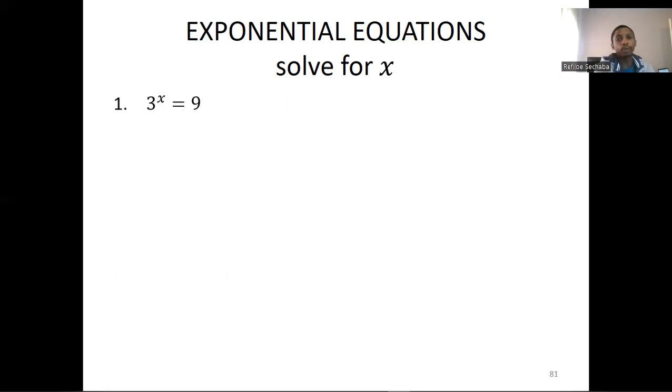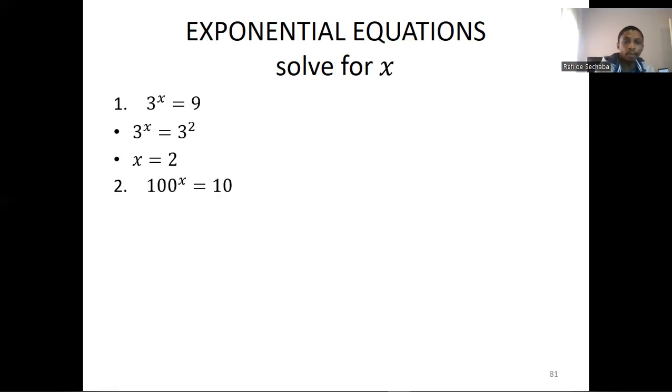All right, let's check here. You're gonna prime factorize 9. What is 9 when you prime factorize it? It's 3 squared. Now the bases are the same. You just drop the bases and equate the exponents. EBEE, equal base, equal exponents, right? So we end up having x is equal to 2.